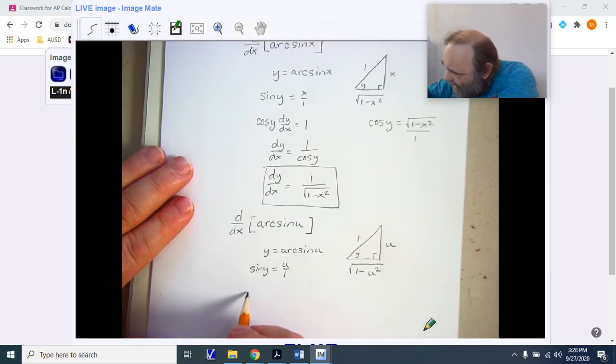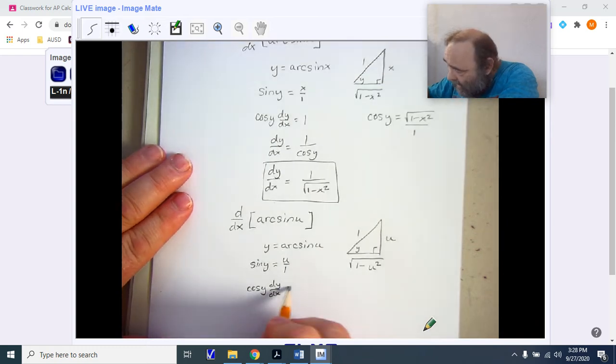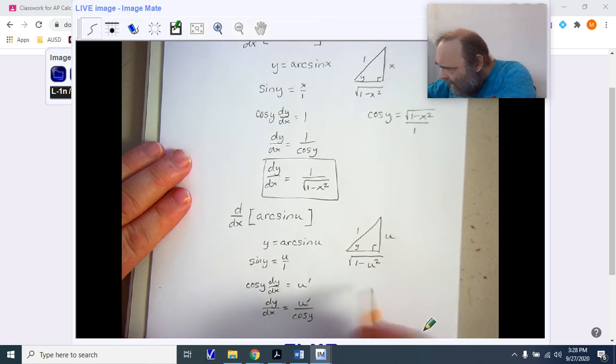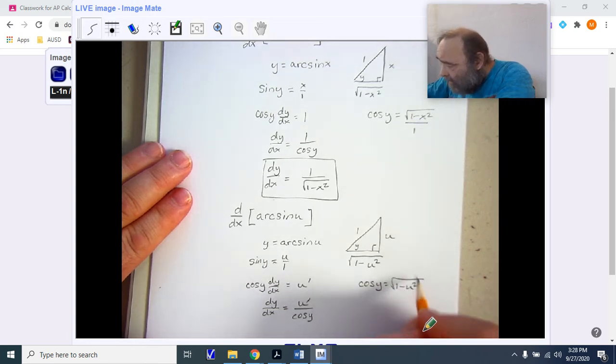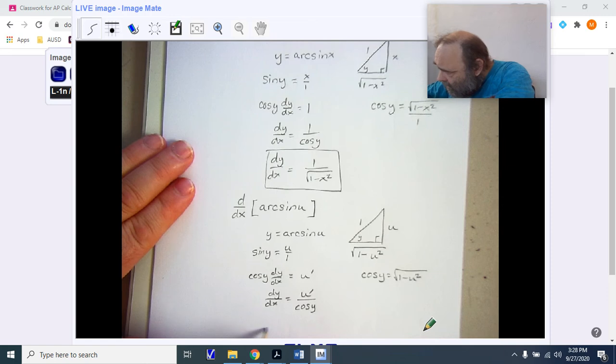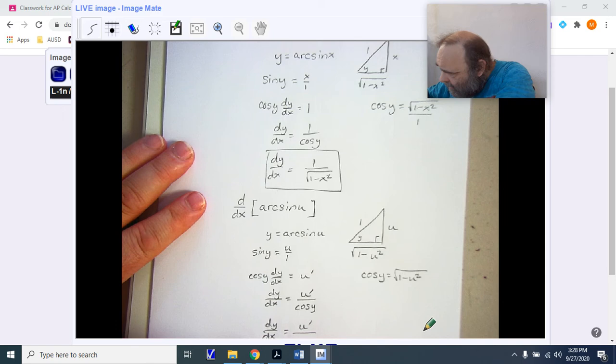And now we end up getting our cosine of y times dy/dx when we take our derivative. Notice the chain rule, and it equals u prime. We then divide. We get u prime over the cosine of y, and when we look for the cosine of y in this, we end up getting the square root of 1 minus u squared. By direct substitution, we get our dy/dx equal to u prime over the square root of 1 minus u squared.